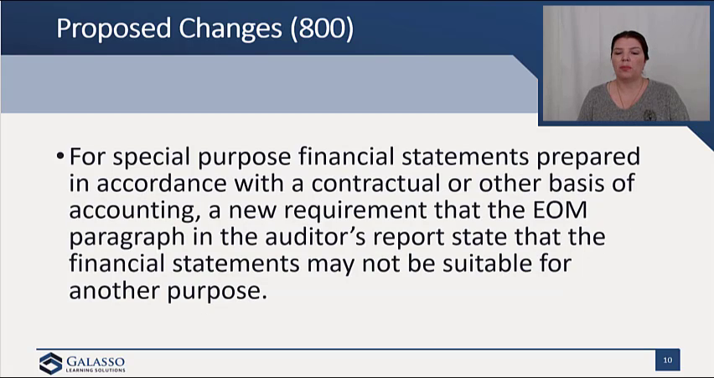So when you are going to have a special purpose framework and you're going to have the financial statements prepared according to contractual or other basis. So if you're using a contractual basis, which would be defined in a contract not suitable for everybody, or another basis, there's now a new EOM requirement that you have to state that the financial statements may not be suitable for another purpose. So for those of you who work in government, you've seen this type of restricted language before, but it might be new to others.